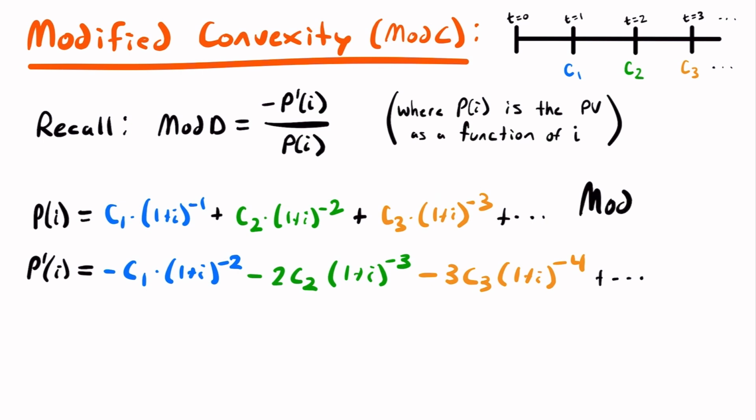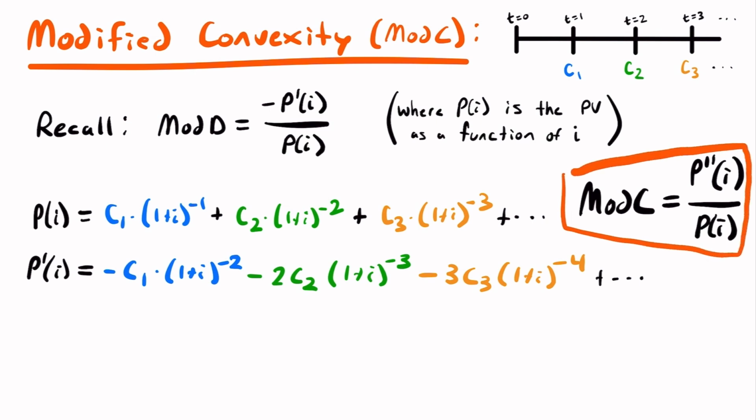The modified convexity is equal to the second derivative of the present value function divided by the present value function. That right there is the definition of modified convexity. It's a very similar calculation to the modified duration, but instead of using the negative first derivative, we have the positive second derivative.